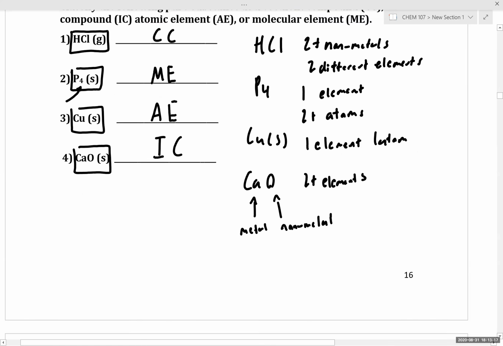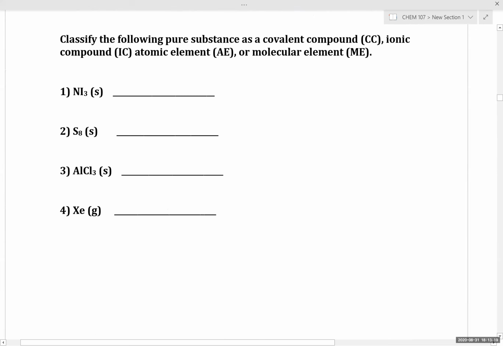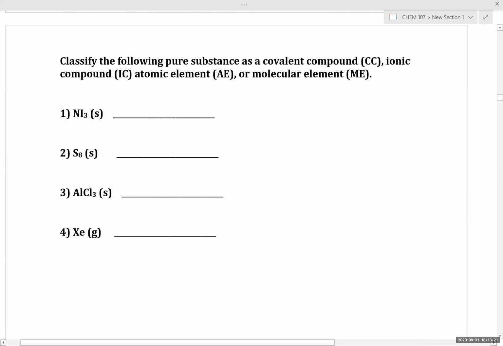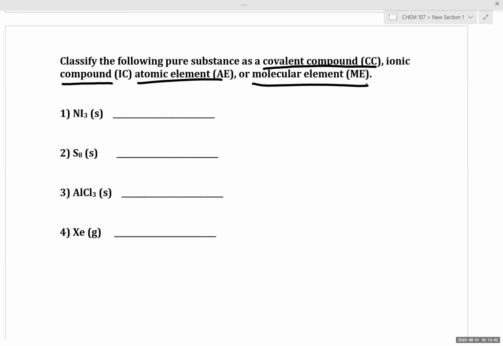Okay, perfect. So let's apply what we've learned and look at the following set of different pure substances. I'd like you to classify each pure substance as a covalent compound, ionic compound, atomic element, or molecular element. Let's take about 3 to 4 minutes to work through this example, and then we'll come together as a group to discuss.